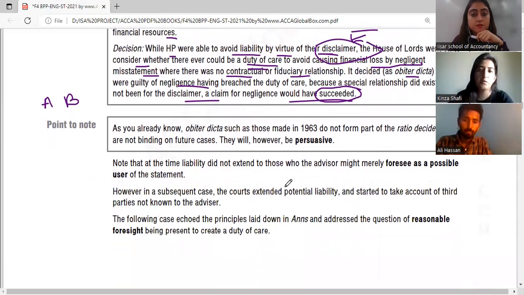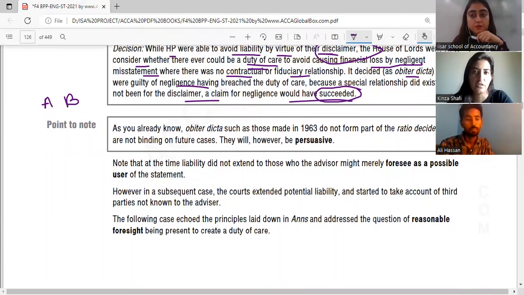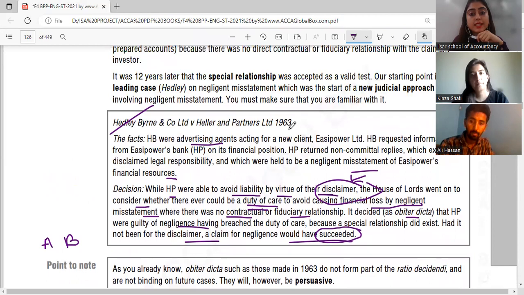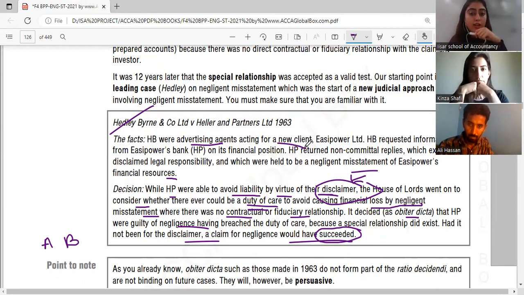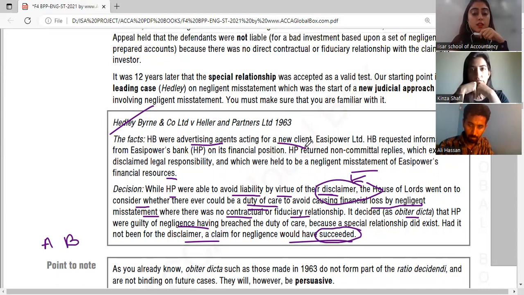And ma'am, here it says because a special relationship did exist. What does that mean? How was there a special relationship? Because they were advertising agents acting for a new client. They were in a contract, right? So they knew that their customer would rely on them. Okay, because it was a direct contract.